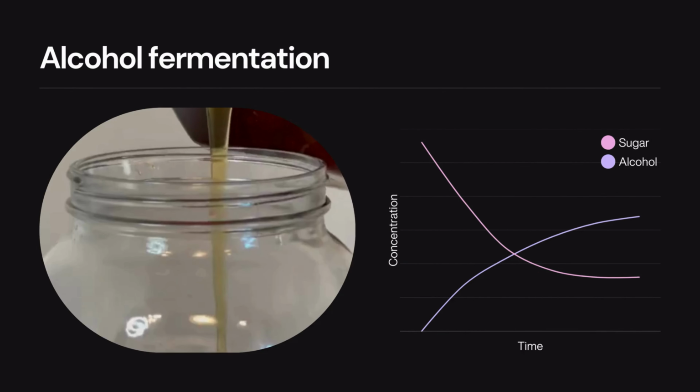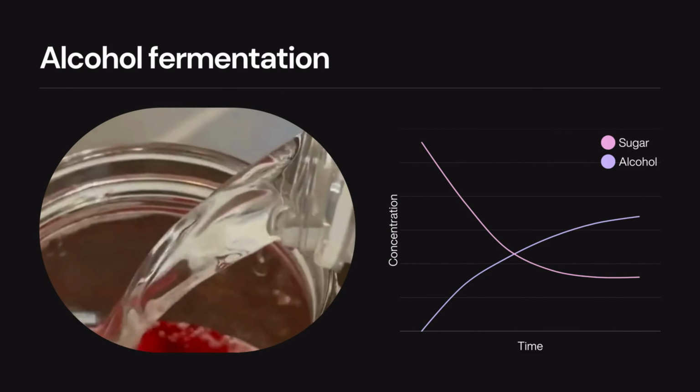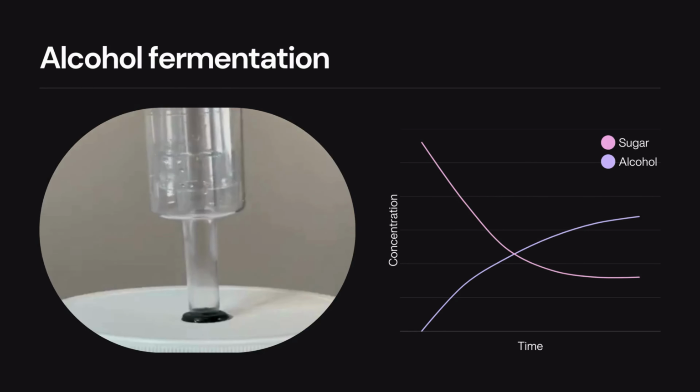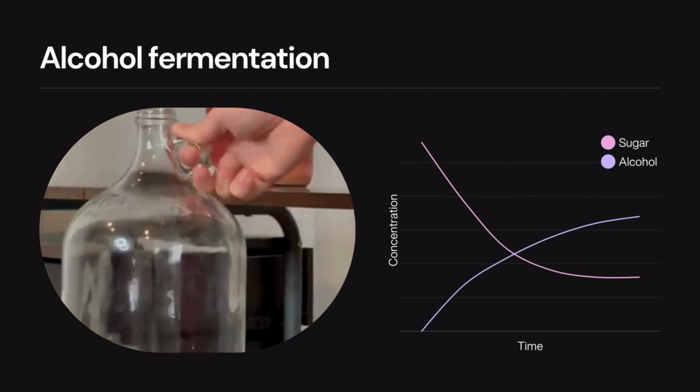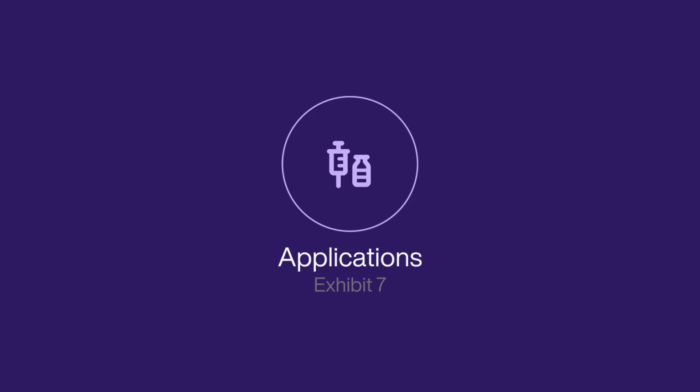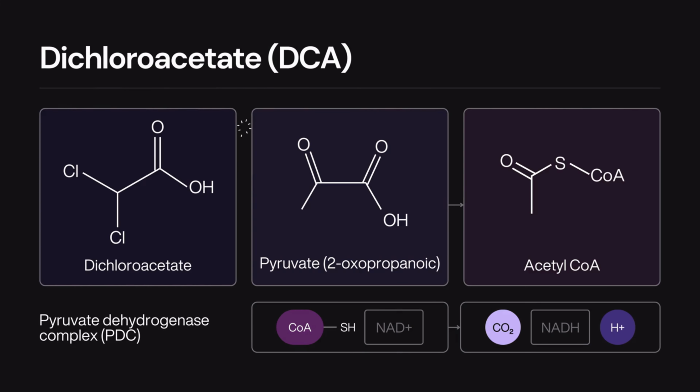This pathway allows yeast to produce ATP anaerobically by converting sugars into ethanol, and is used to produce alcohol in brewing and winemaking. In this way, both fermentation processes allow organisms to extract energy from glucose when oxygen is unavailable. Exhibit 7. Applications of cellular respiration. Dichloroacetate, or DCA, is a compound originally developed to treat metabolic disorders, particularly congenital lactic acidosis.